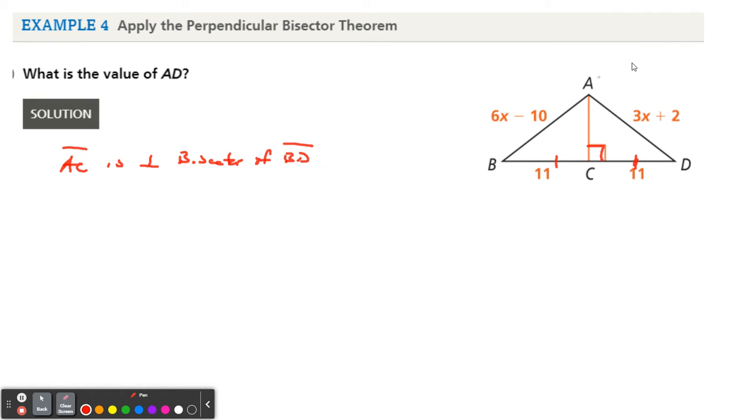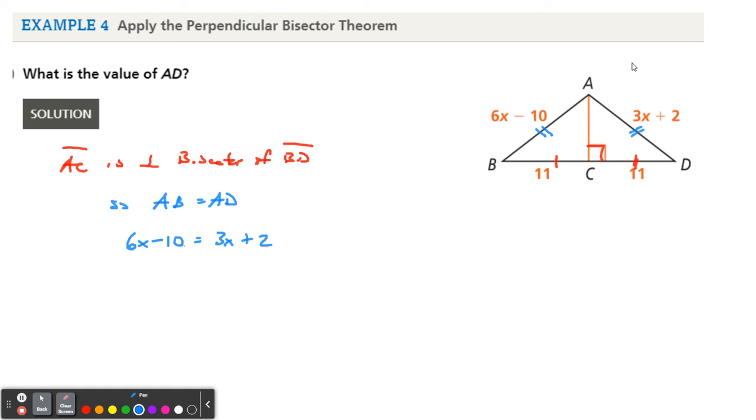That means that any point on AC is equidistant to BD, which means that A to B is the same as A to D. So A to B equals A to D. I have an expression for AB, 6x minus 10. I have an expression for AD, 3x plus 2. There's your equation. Use your algebra skills and solve.